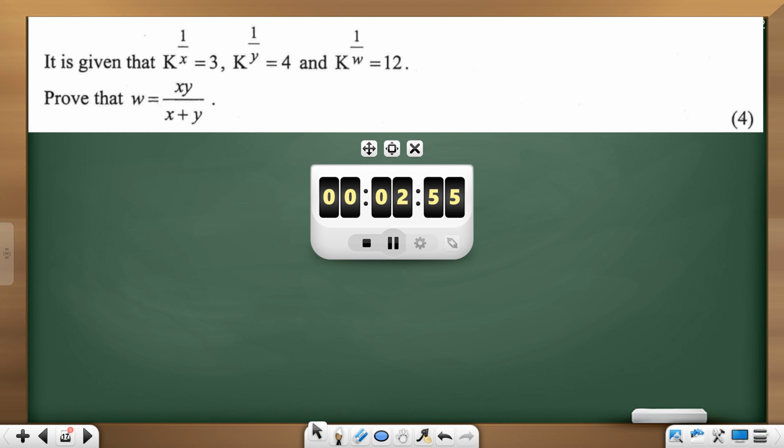If you got it right, if you are able to get the set proof that W is that, please just give me a thumbs up if you got it.